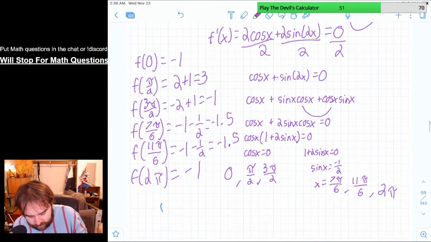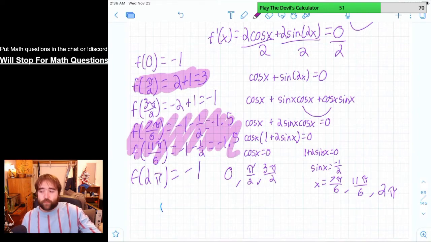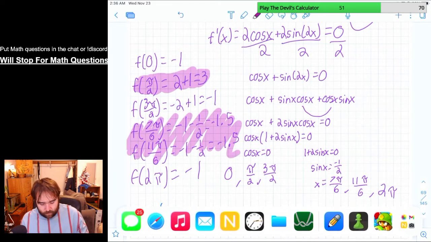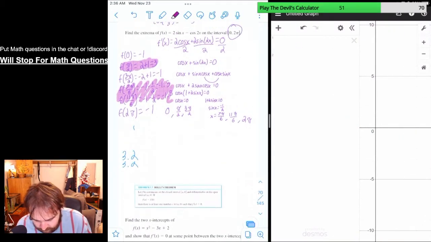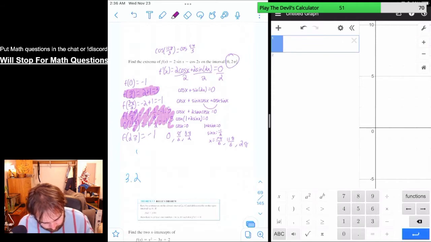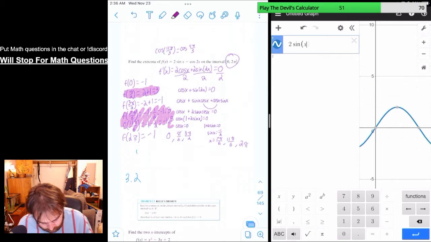So what is the maximum? Should be pi over 2 comma 3. What is the minimum? There should be 2 of them if we didn't make a math mistake. I'm honestly going to be impressed with myself if I make a math mistake. But I'll be even more disappointed with myself if I do make a math mistake.